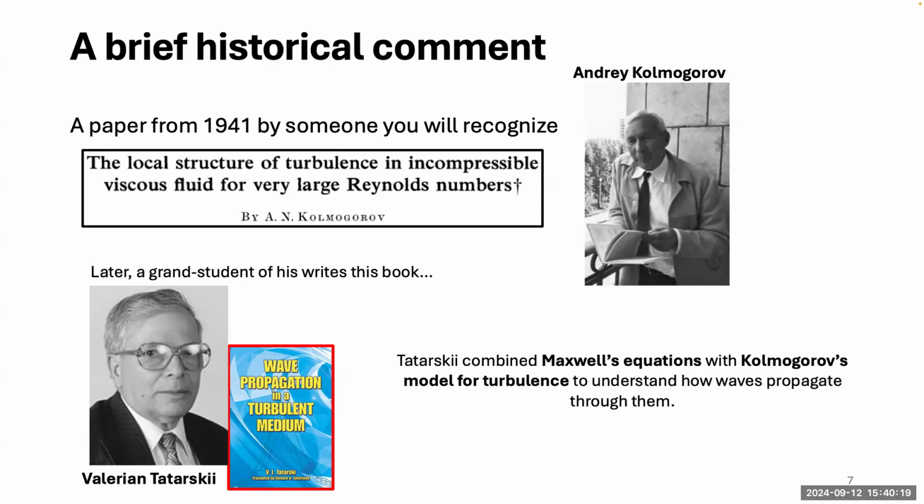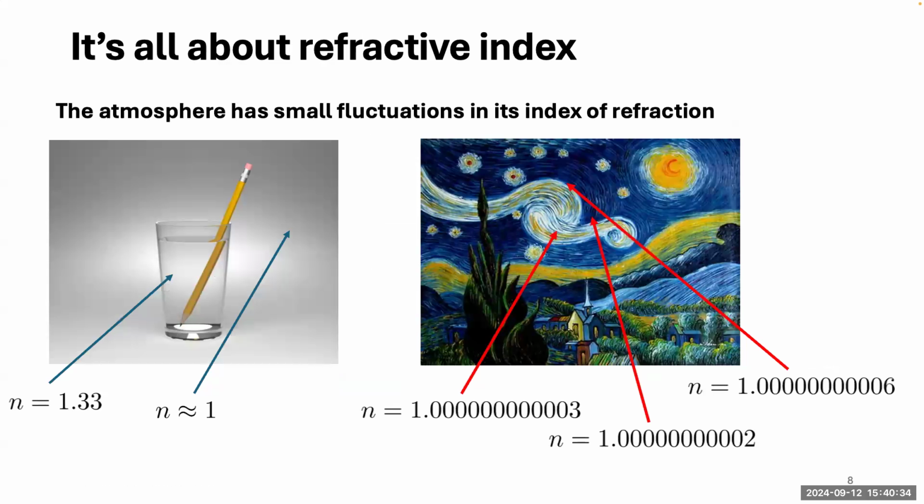And then a grad student of his basically combined his model and applied it to the indices of refraction of the air, and then slapped in Maxwell's equations, and then he sort of gave rise to this whole field of imaging through atmospheric turbulence. So really, the key thing to know is that it all comes down to the refractive index. So maybe you're kind of familiar with this concept, okay? If I were to put a pencil in a glass of water, I see this kind of dramatic bent pencil, right? And that's due to the relatively large change in the indices of refraction.